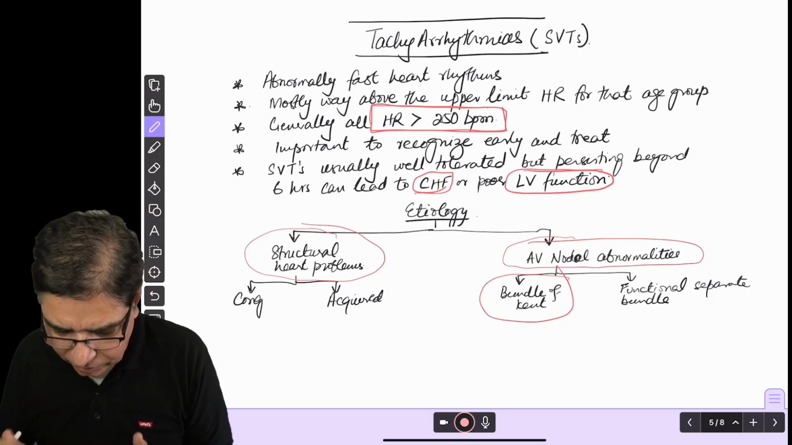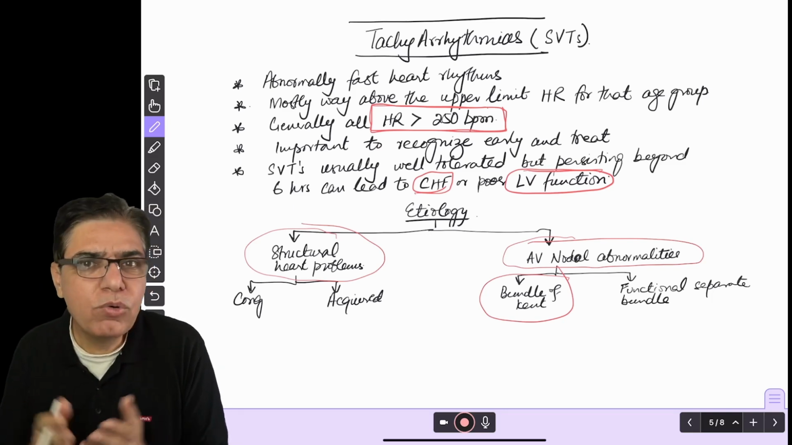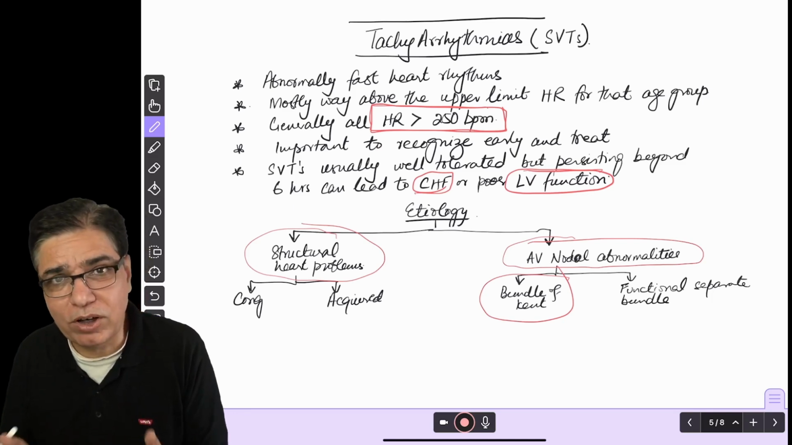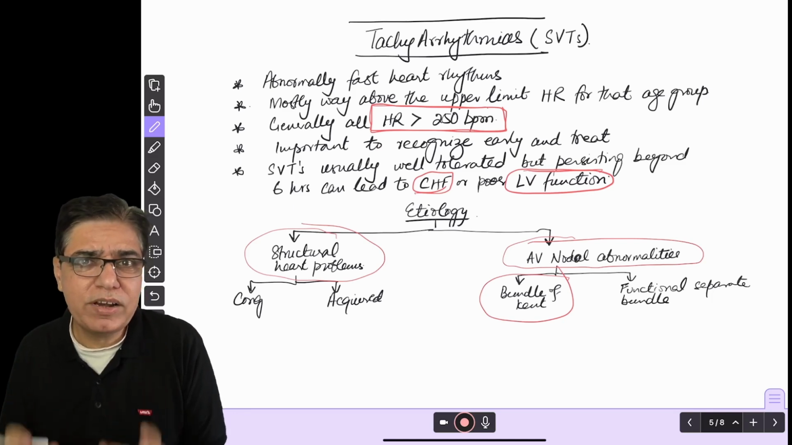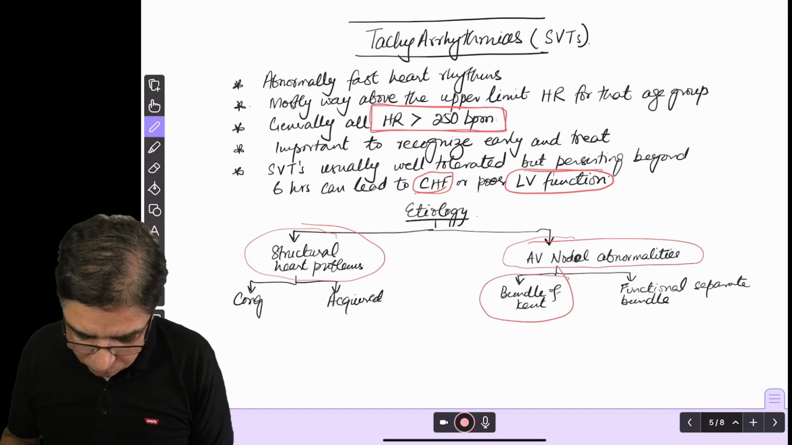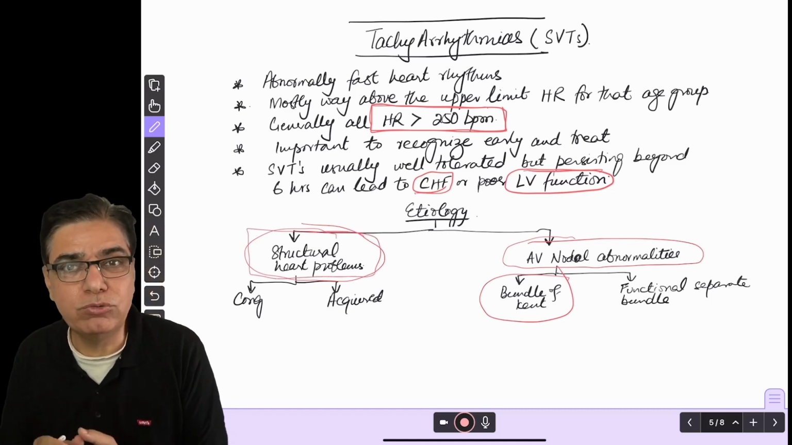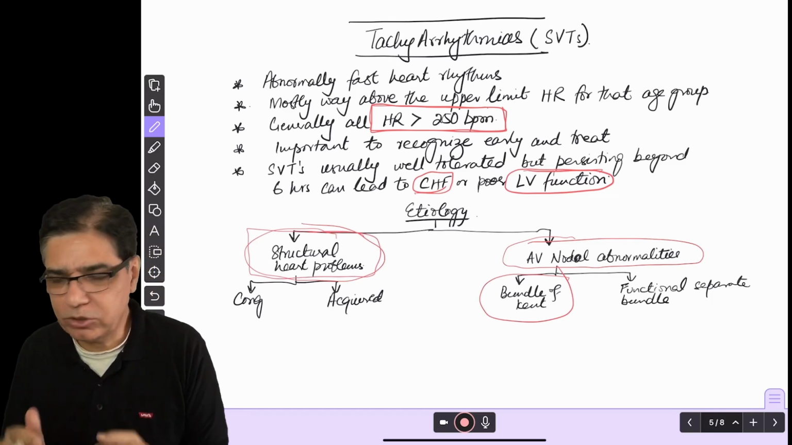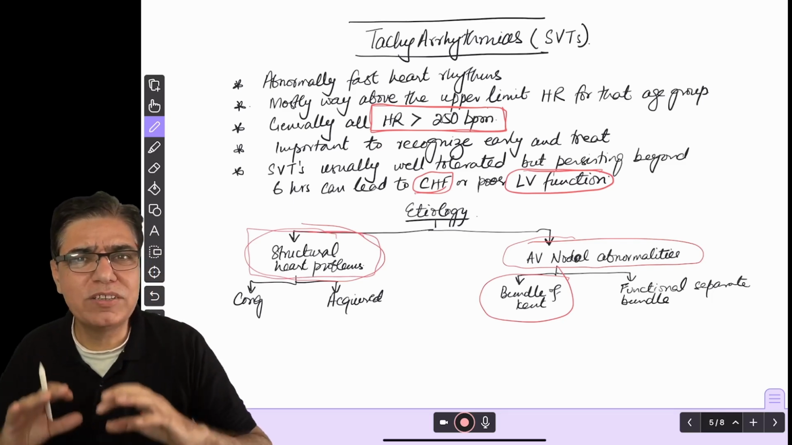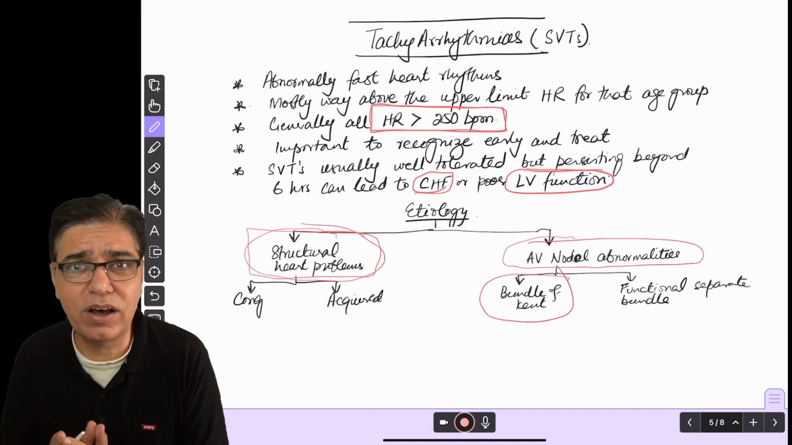Now, let's start with the etiology. What causes these abnormal fast rhythms? So broadly, we classify them into two groups. One is the structural heart problems. So at the base of these issues is a structural heart problem. Structural means there is something wrong with the structure, with the anatomy of the heart.